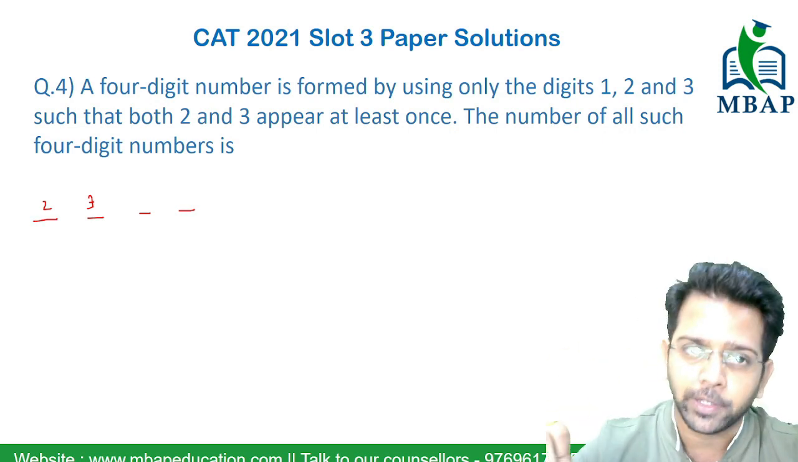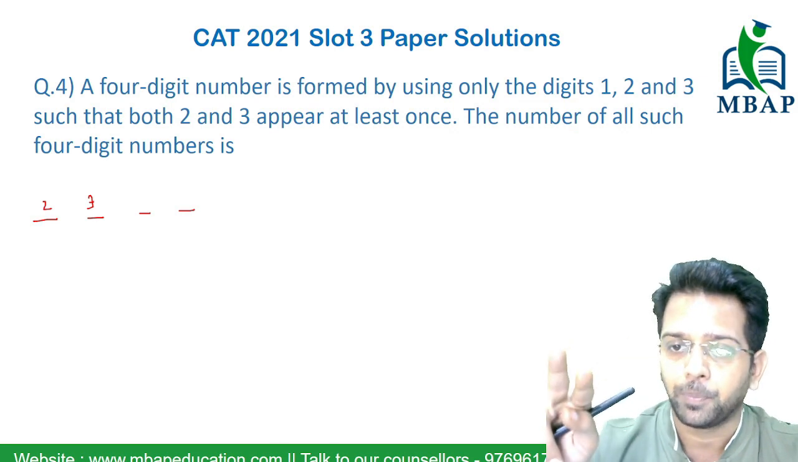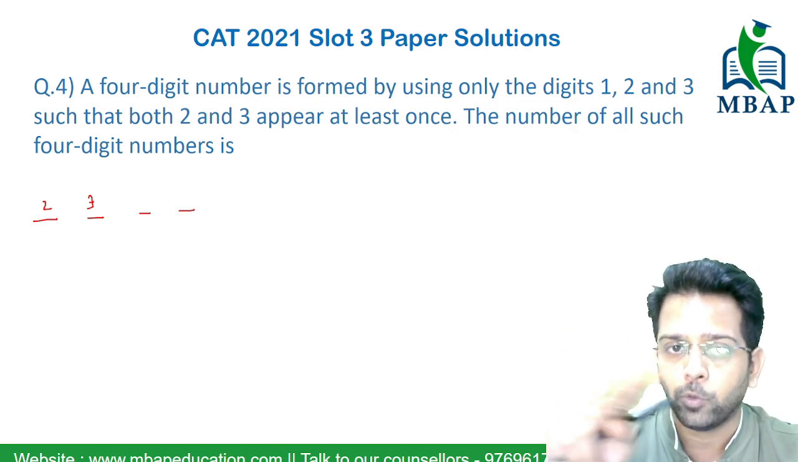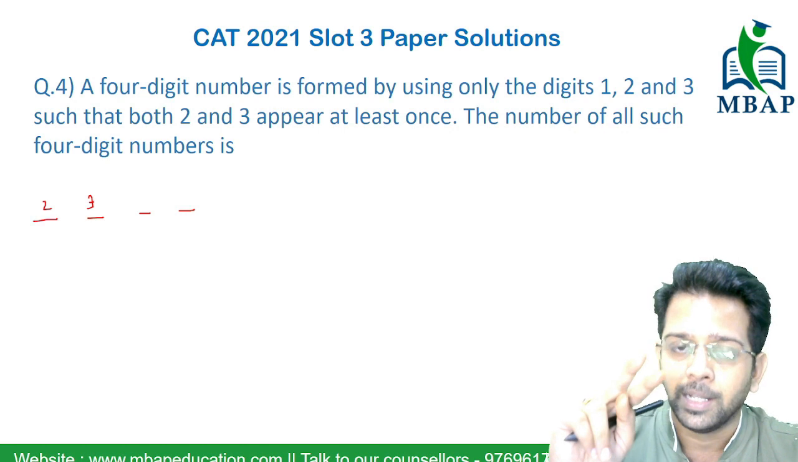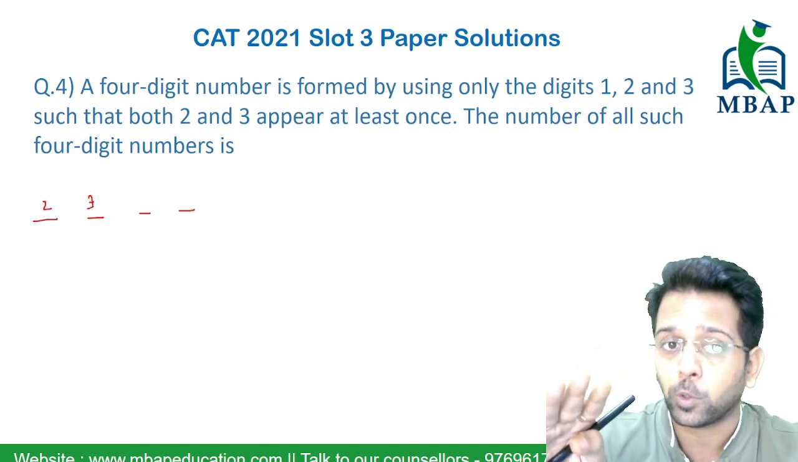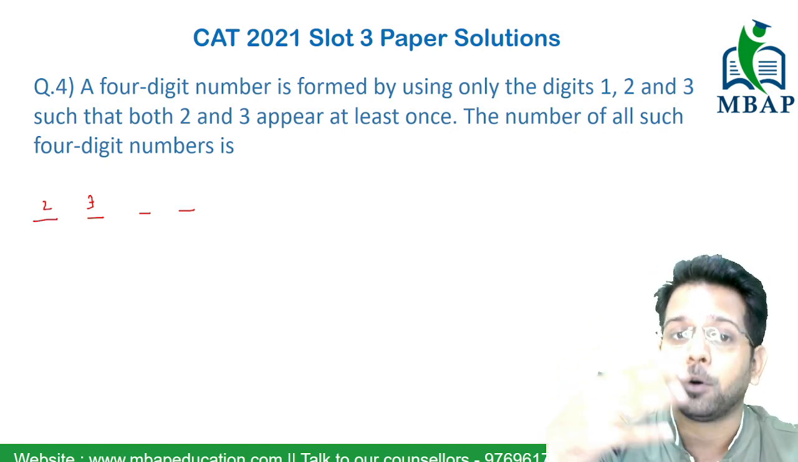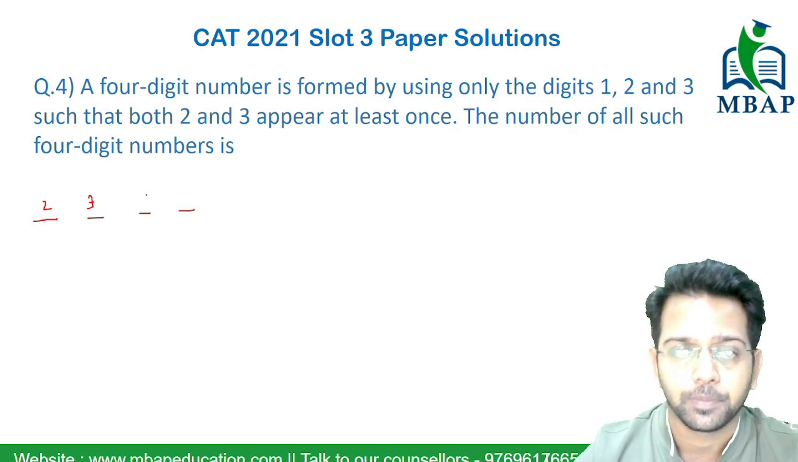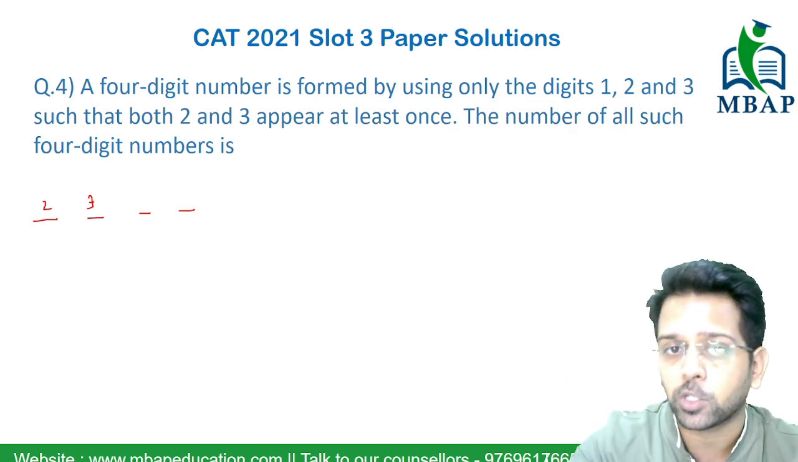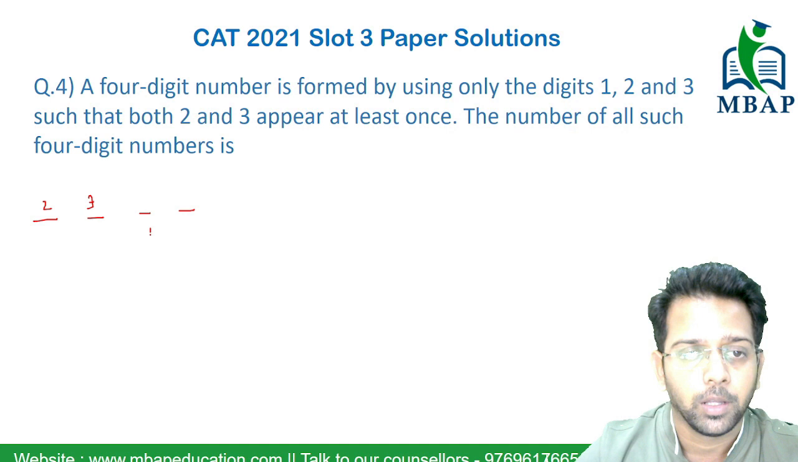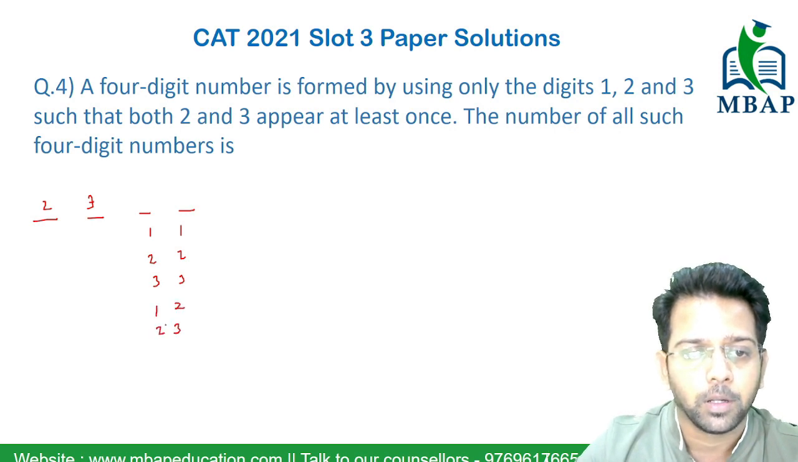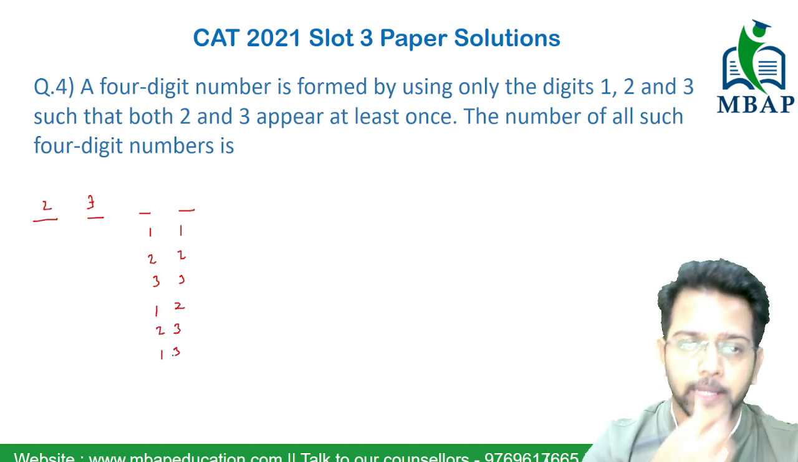So let's first figure out what are the other 2 options available. Out of 1, 2 and 3, which options can be available among the remaining set of 2 digits? I'm not saying the last 2 digits, but 2 among these 4 places. And then you can find the number of such combinations available later on. Among the last set of numbers, 1, 1 can come, 2, 2 can come, 3, 3 can come, or 1, 2 can come, 2, 3 can come, and 1, 3 can come.